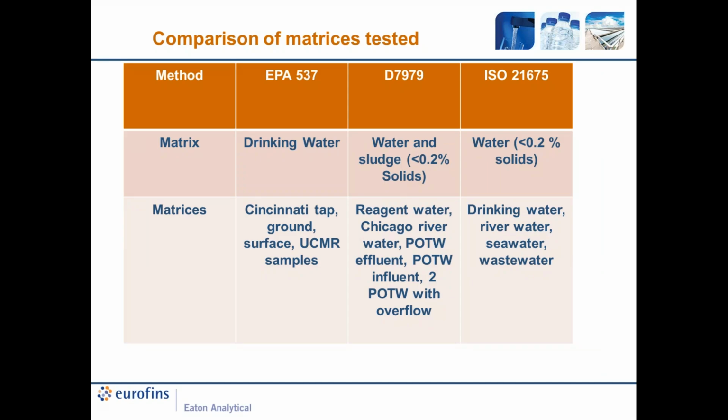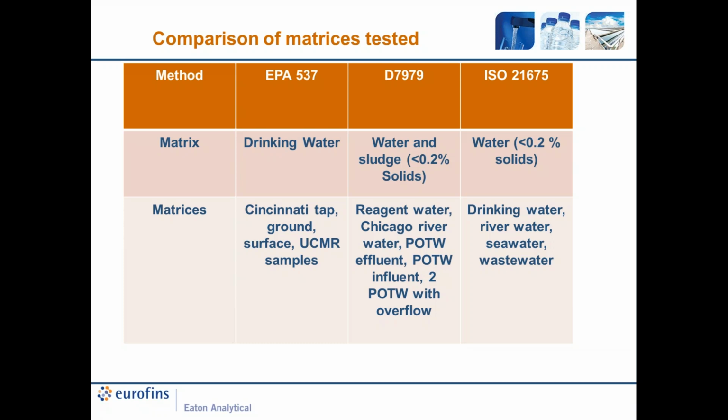EPA method 537 is a drinking water method. We know that it has been applied to thousands of drinking water matrices across the country. The ASTM method was developed specifically excluding drinking water, with the intent of a rapid, cost-effective method for non-potable matrices. We have tested this method in wastewater effluents, influent, surface water, and groundwater.